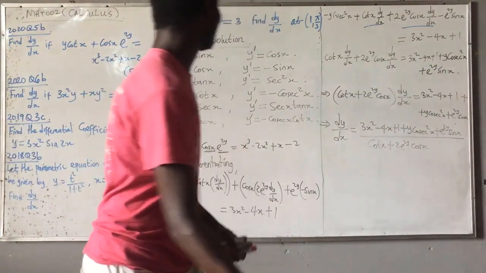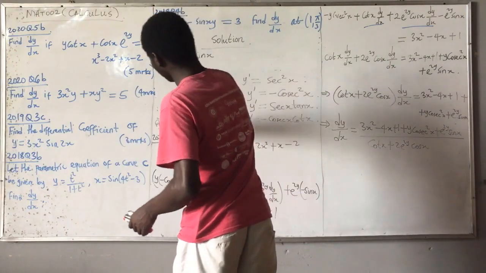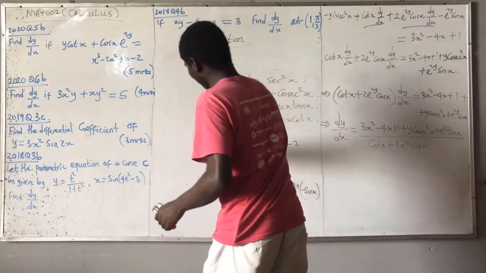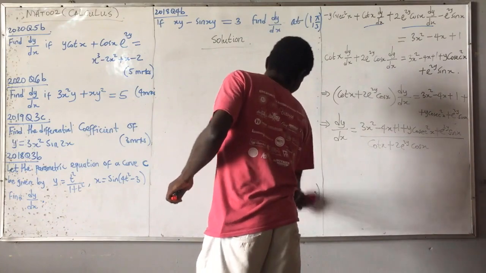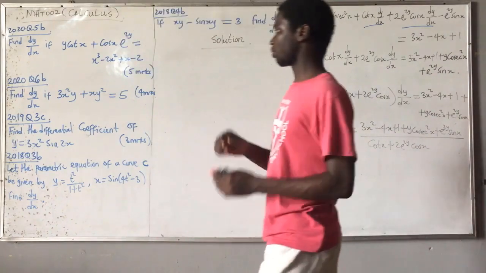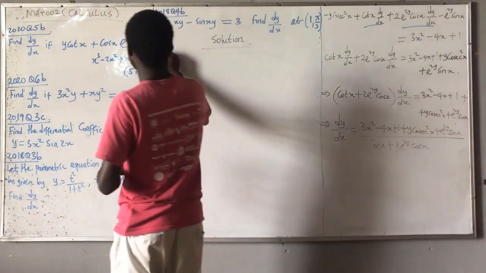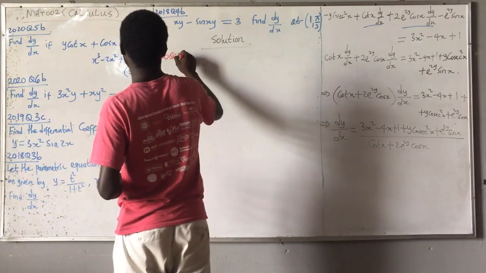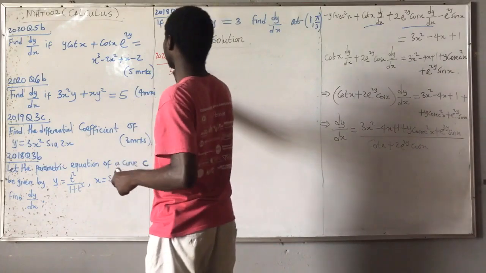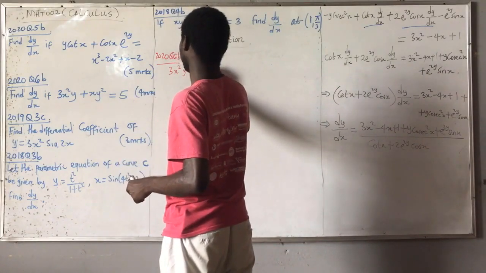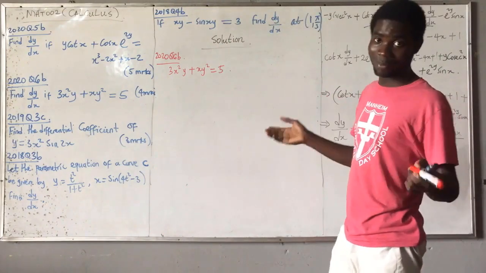Let us answer the next one. Now, the next one, let's see what will happen. For the next one, this is also question 6b, 2020. They say find dy/dx if 3x squared plus xy squared equals 5. You want to find dy/dx of this one, 4 marks.